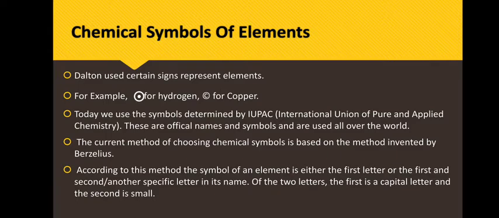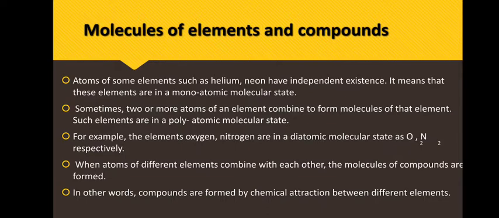For example, if it is hydrogen, then H. If it is copper, then for cuprum it is Cu, right? For sodium, for natrium, it is Na, right? So such letters are used to symbolize the element's name. The first is always a capital letter and the second one is a small letter. Followed? So who has given this method? Berzelius.